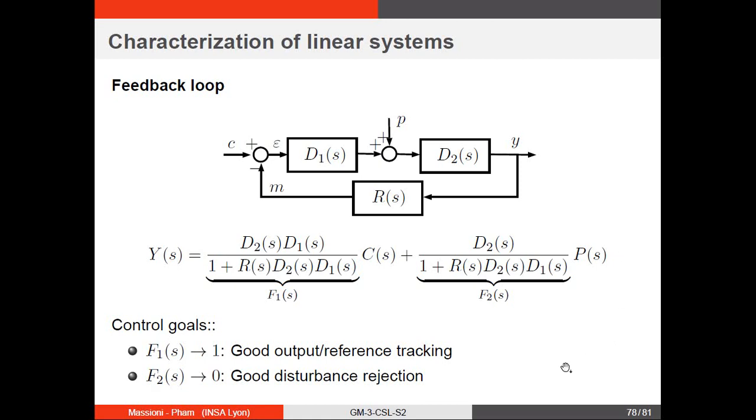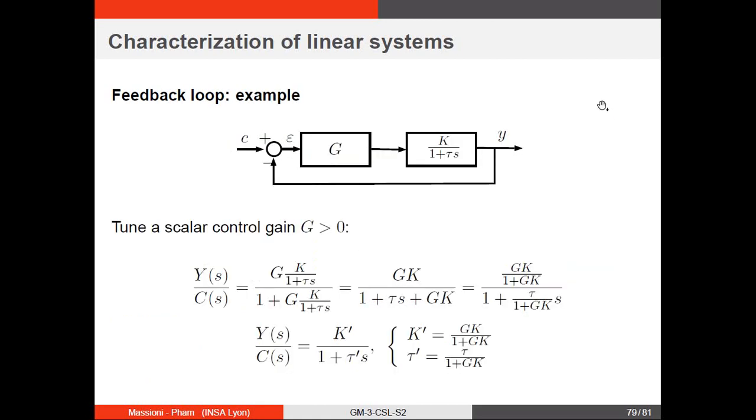So again, this is the slide which clarifies what I said. The control goals are basically having this one as close as possible to 1 and this one as close as possible to 0, as I anticipated just beforehand. Let's see a simple example of a feedback loop. So this is a simple system, a first order system over here. This is the controller that we want to tune in order to achieve something. So typically C has to be followed by Y, and we assume that G is scalar.